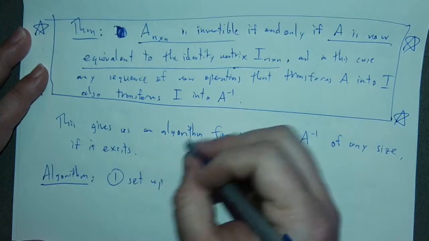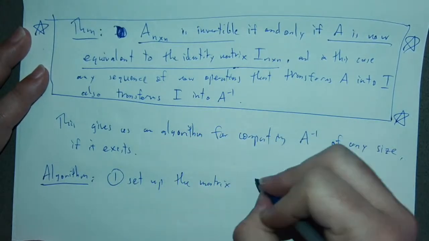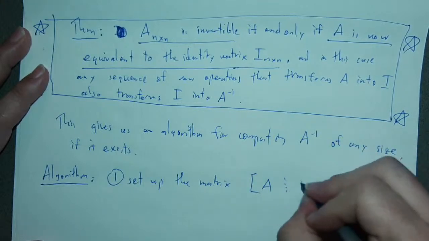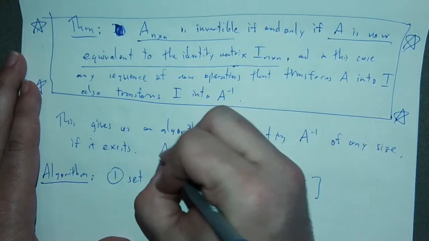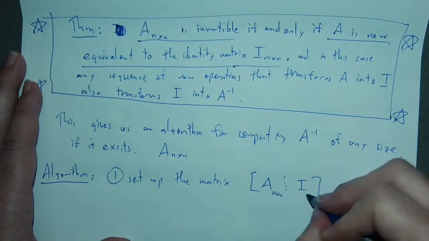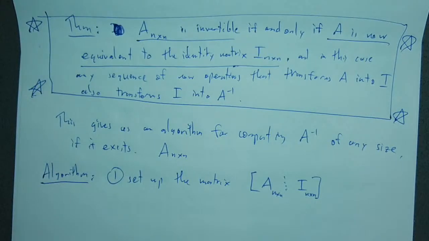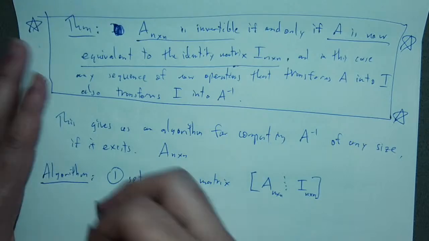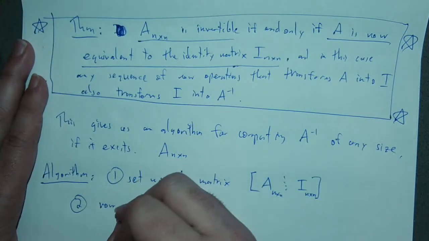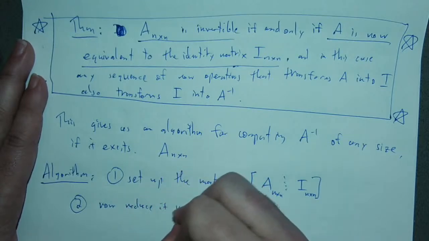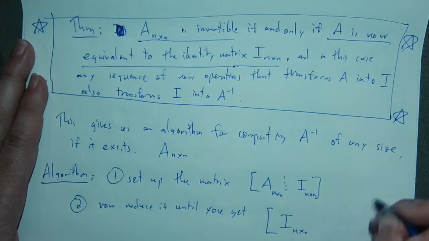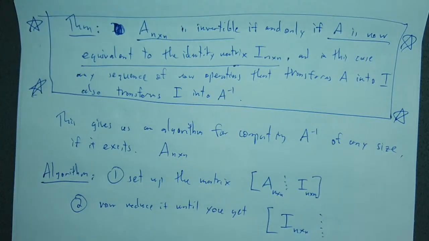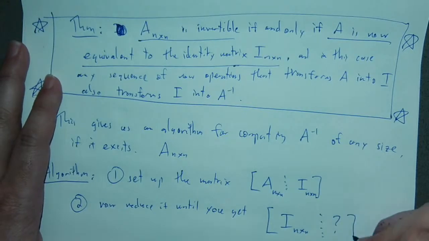1. Set up the matrix that is a block matrix. It is A and I. So take whatever matrix you are trying to compute the inverse of and set it up so that you have the matrix A here and then I of the same size. So if we're looking at an A that's an n by n matrix, then A is an n by n matrix and the associated identity matrix is also n by n. Okay. 2. Row reduce it until you get the identity matrix on the left and something on the right.